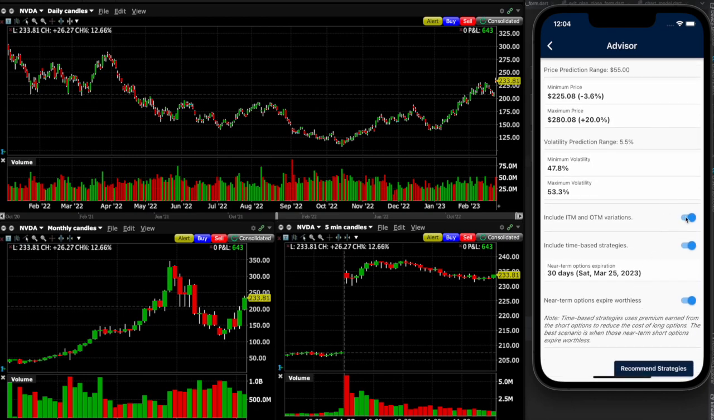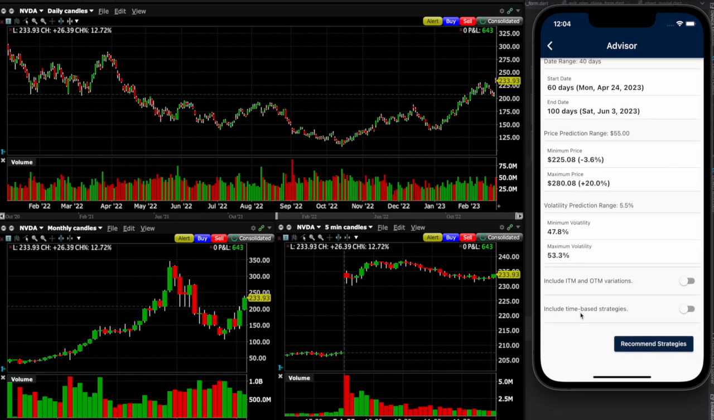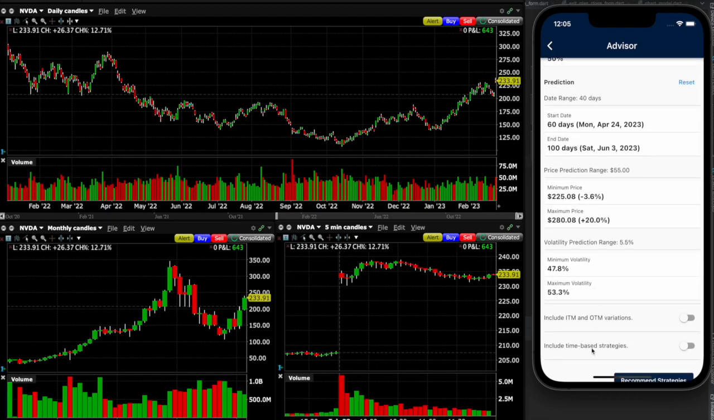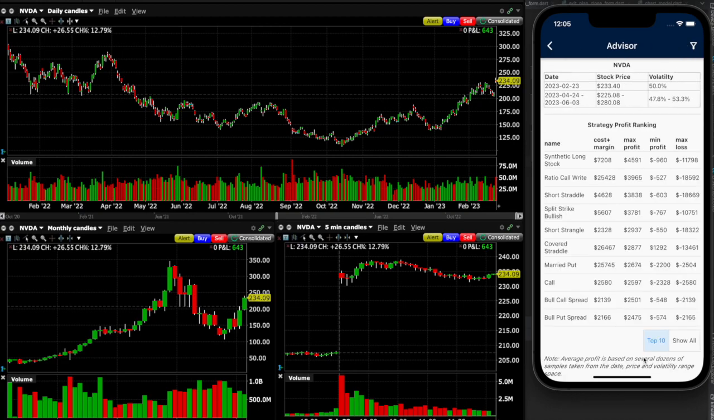To simplify the demo, I'll exclude in the money and out of the money variations. And because this is a short-term trade, I'll exclude any time-based strategies such as calendar spread. Now let's see what kind of strategies it will recommend to us. What the Advisor does is, it goes through all the strategies in the database, simulates them one by one using the prices and volatilities from the range you set previously in your predictions. It then calculates the profits and ranks these strategies.